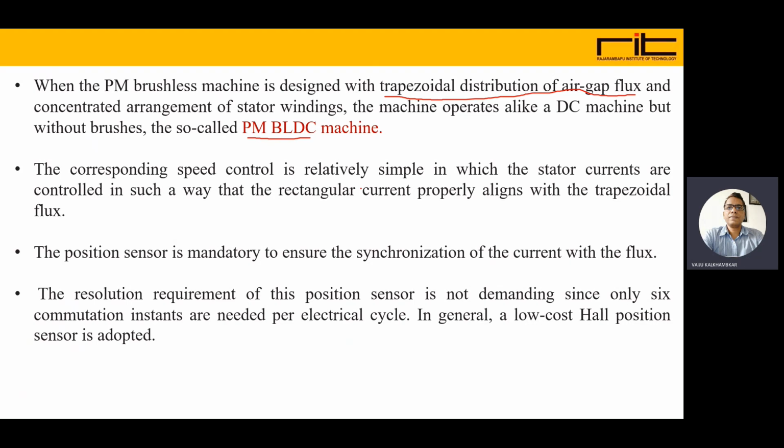The corresponding speed control is relatively simple, in which the stator currents are controlled in such a way that rectangular current properly aligns with trapezoidal flux. So the currents are rectangular in nature and the flux is in trapezoidal distribution. The position sensor is mandatory to ensure the synchronization of the current with the flux. The resolution requirement of this position sensor is not demanding since only 6 commutation instants are needed per electrical cycle. In general, a low-cost Hall position sensor is adopted.